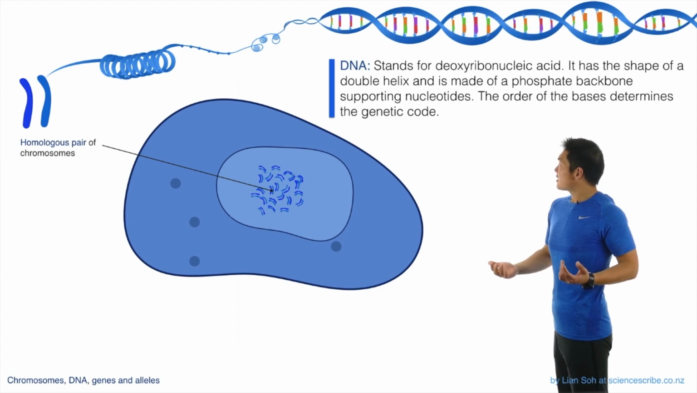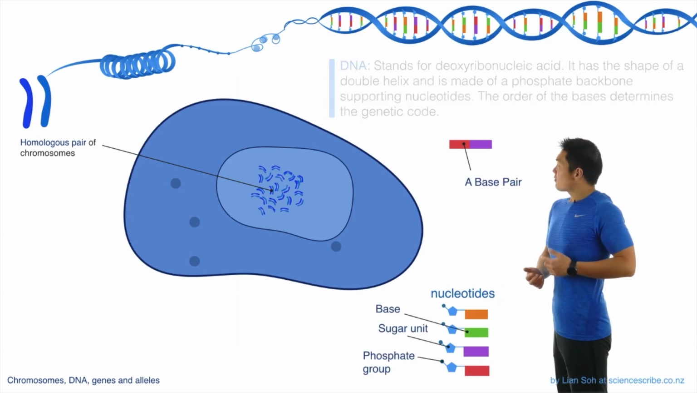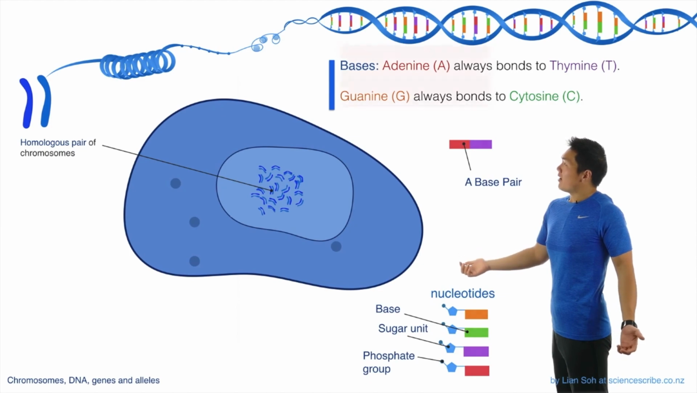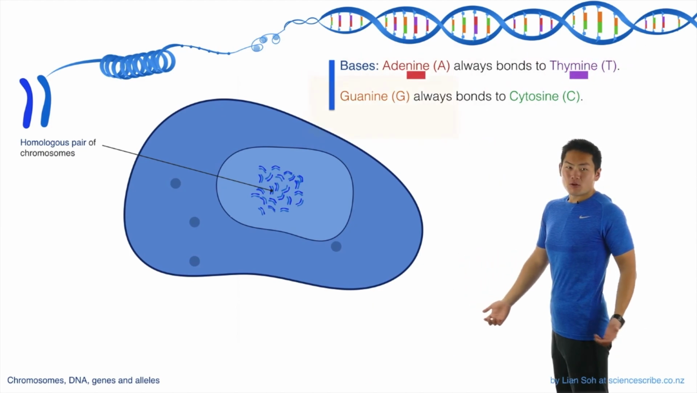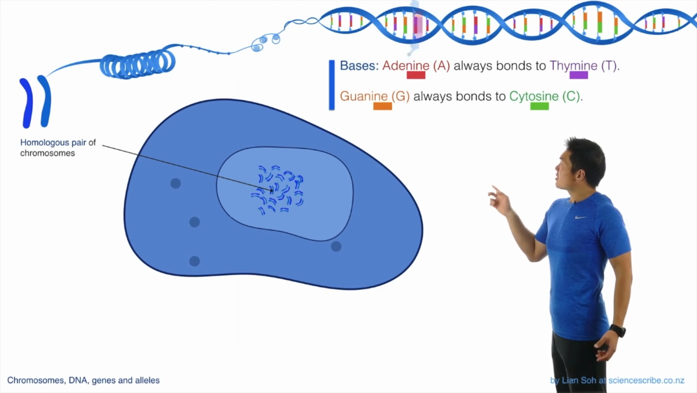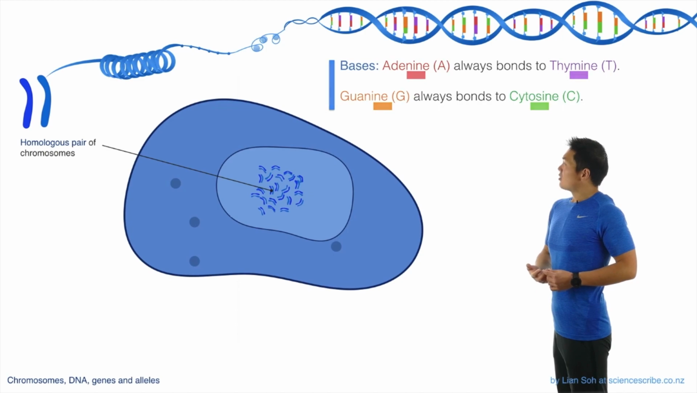A double helix is like a ladder that's been twisted, and the rungs of those ladders are made of something called base pairs. As for the bases themselves, we get 4 types of bases. You've got A for adenine, T for thymine, G for guanine, and C for cytosine. Notice that in the structure of DNA, A only ever goes with T, and G only goes with C.